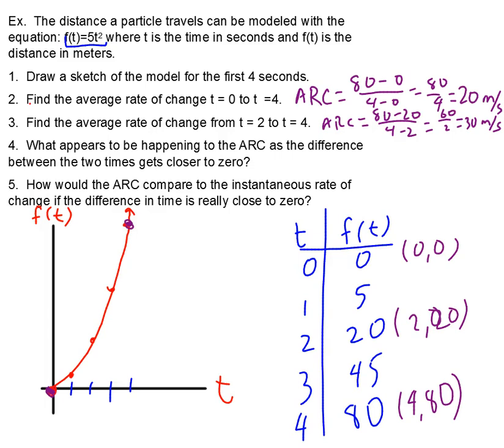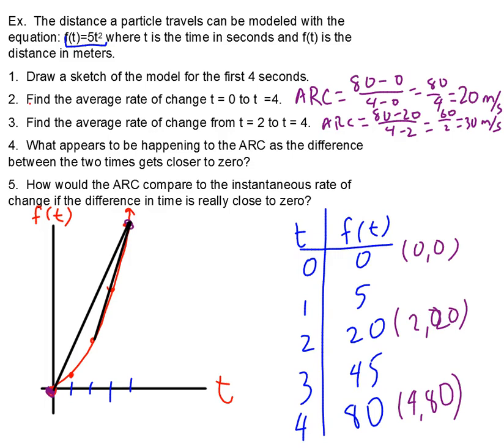So if we look at the graph, if I'm finding the average rate of change between 0 and 4 seconds, that would be the line that would have a slope of that 20 meters per second, right? I know that the slope of this line represents the average rate of change from 0 to 4 seconds, and that would be 20 meters per second. If I drew a line connecting 2 seconds to 4 seconds, this guy's slope, or his average rate of change, would be 30 meters per second.